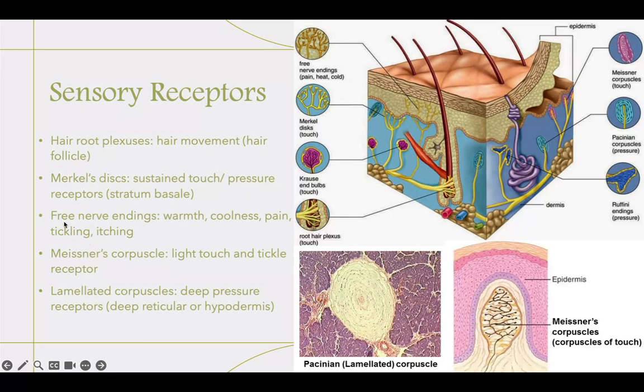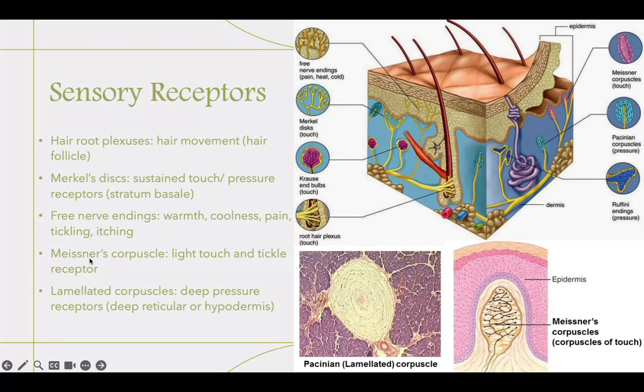We also have our free nerve endings. So our free nerve endings, and these guys are different from the Merkel's disc because they actually are going to extend up into the epidermis. Okay, and they are going to pick up warmth or cool, pain, tickling, itching, any type of sensation like that in the epidermis.